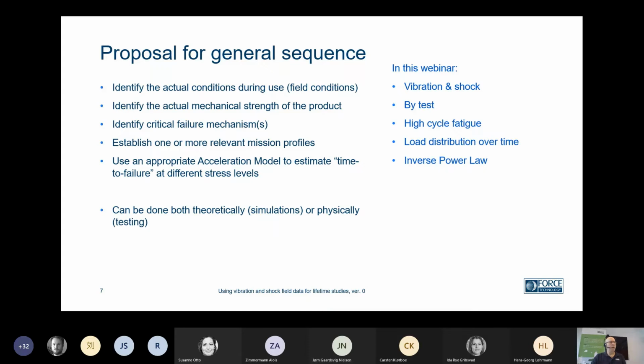The critical failure mechanism is something we call high cycle fatigue, and we will come back to the definition of that. And mission profile is load distribution over time. And we have an acceleration model called inverse power law that also will be explained and illustrated.